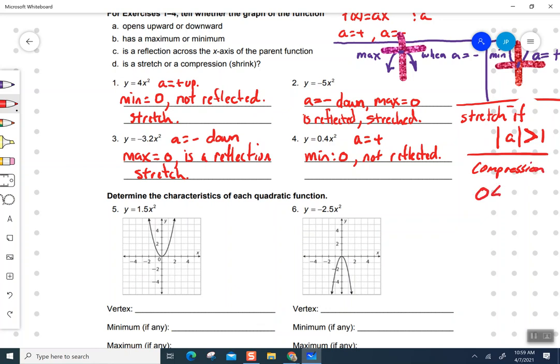if it has to be between 0 and 1. Now if I do this, 0 less than the absolute value of 0.4 less than 1, then it fits nice and neatly between this, which is true. Since it's true, it is a compression.